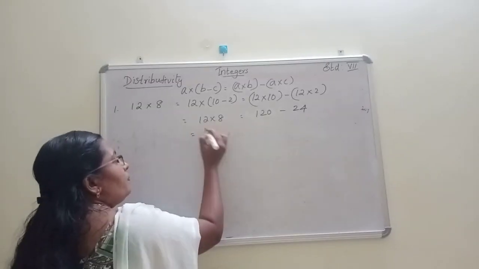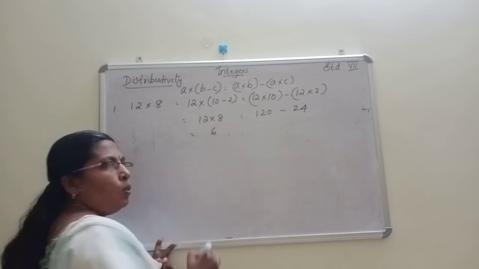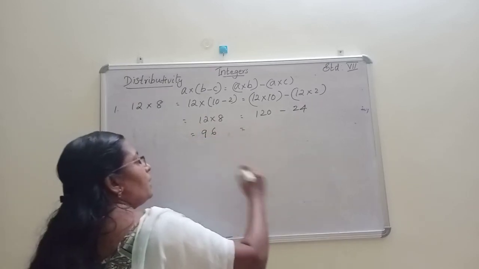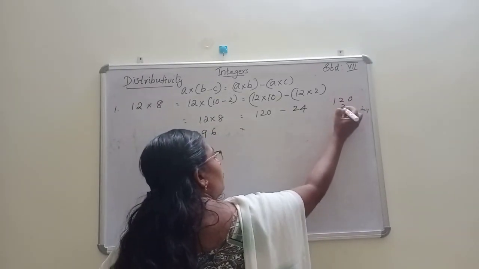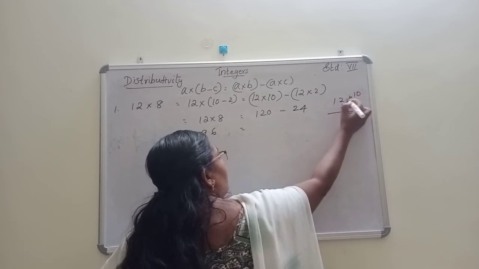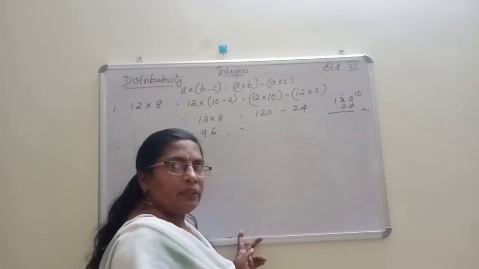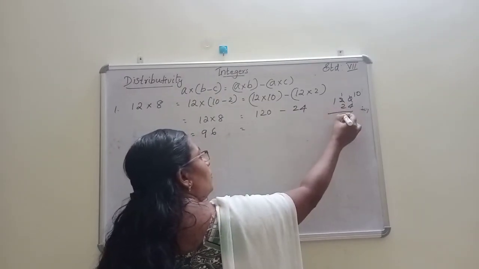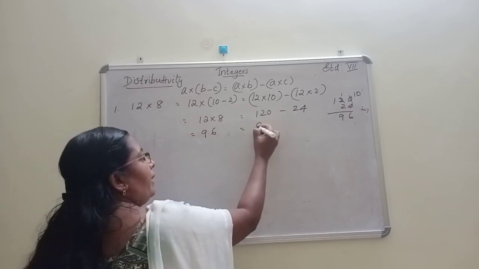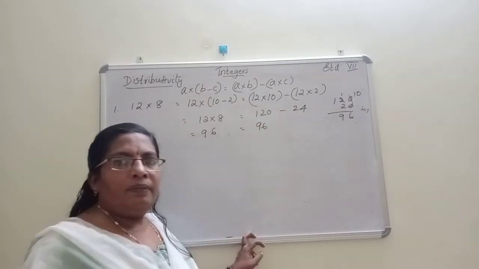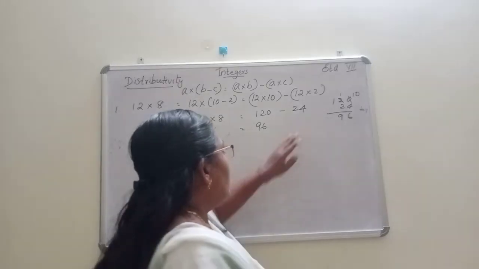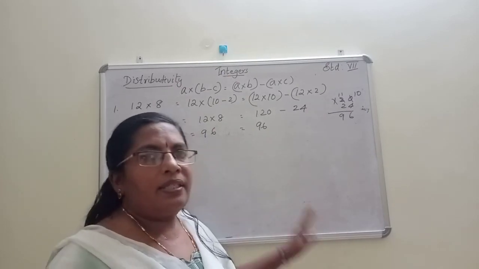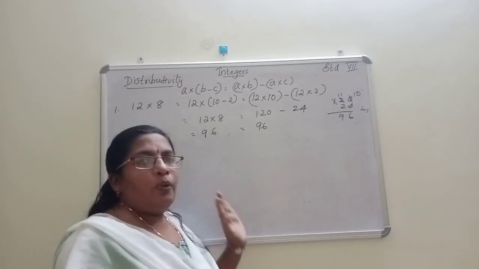12 into 2 is 8 2s are 16, 1, 8 1 is 8 plus 1, 9, so 96... I mean 24. Subtract it: 120 minus 24. 10 minus 4, 6. 11 minus 2, 9. 96. Is it? 96. This is the way for doing distributive property.